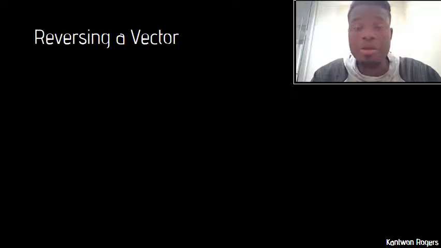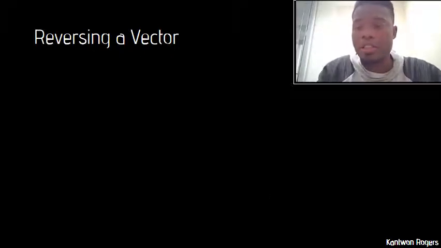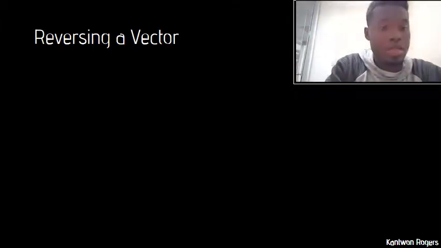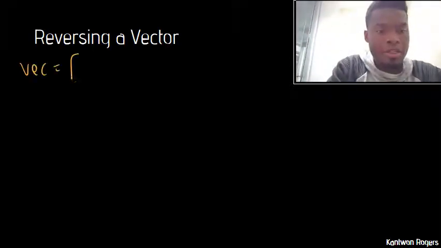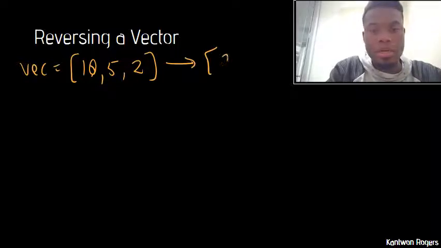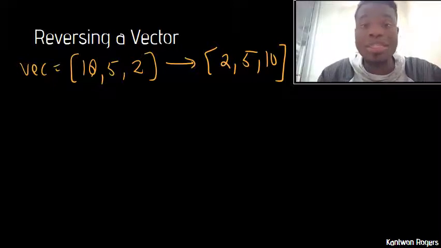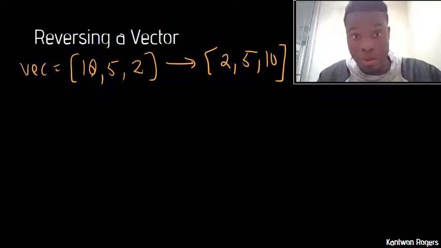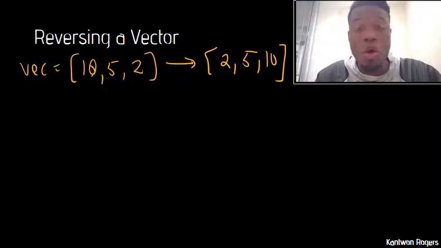So let's say I want to reverse a vector. And by reverse, I just mean have the vector flip horizontally. So if I had my vector as 10, 5, and 2, if I reverse it, I want it to become 2, 5, and 10. So essentially what I'm doing here is I'm indexing my vector backwards. So remember we talked about the order in which we provide our indices matters.